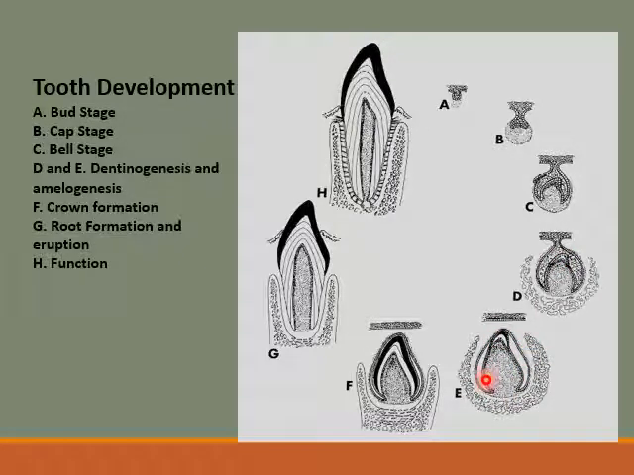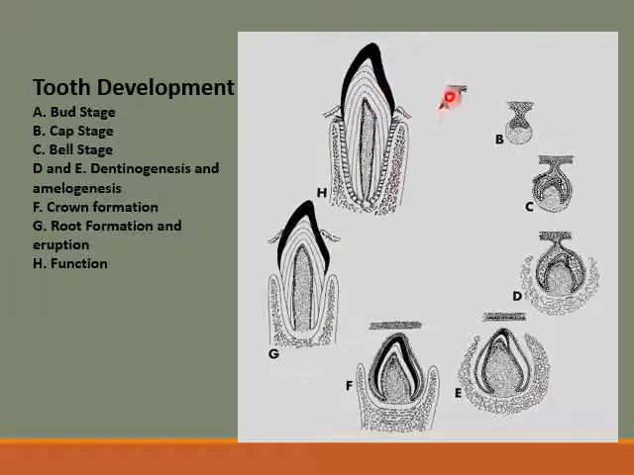And in F, we also have crown formation, completion. In G, there is root formation and eruption of the tooth inside the oral cavity. In H, the function of this tooth in the oral cavity by mastication.